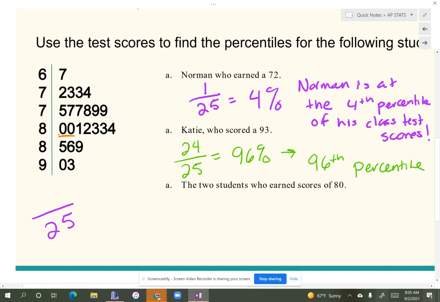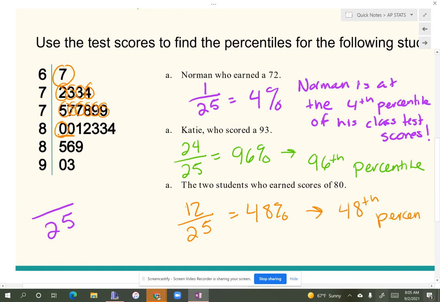Although they are the same, technically we're going to go for the upper one, which would mean that there are 1, 2, 3, 4, 5, 6, 7, 8, 9, 10, 11, 12 scores lower. So 12 are lower than that 80. So 12 out of 25 would give us, drumroll please, 48%, which then tells us that they are in the 48th percentile. Awesome.